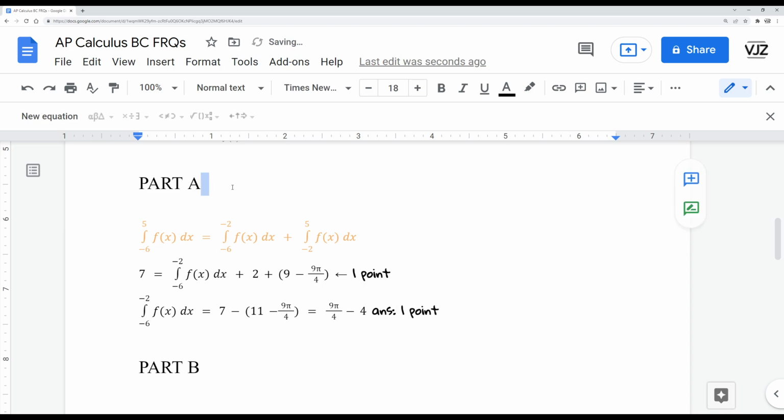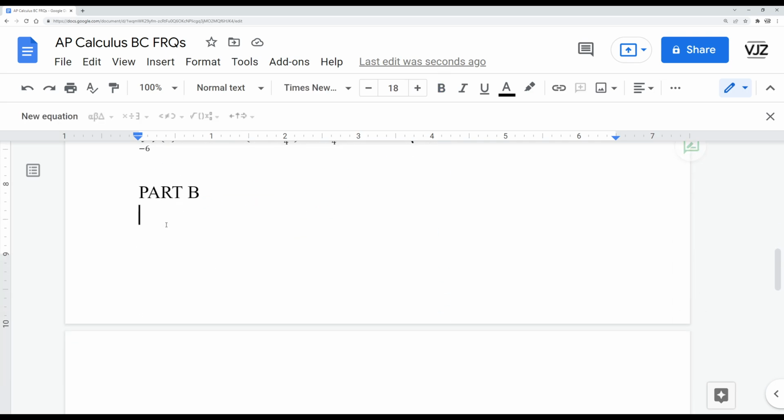So total, this is a 3-point problem. So yeah, you'll get all 3 points if you get all these 3 lines, you're fine.